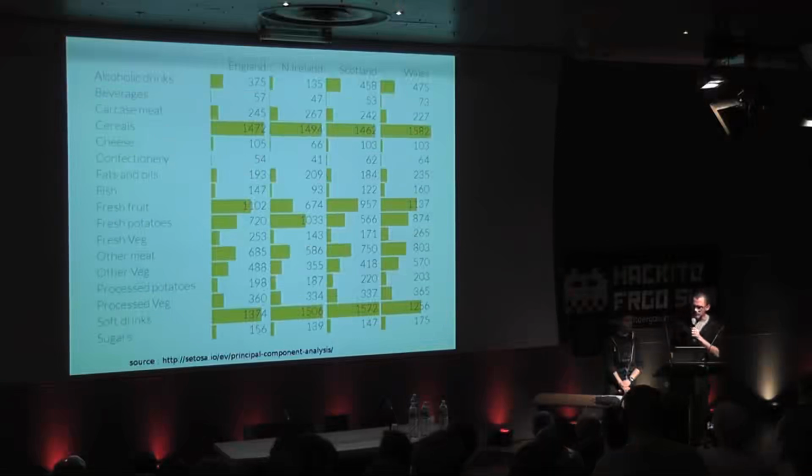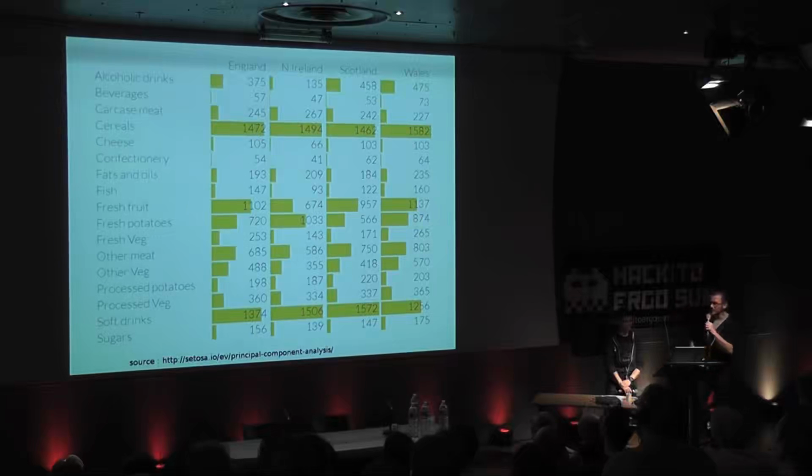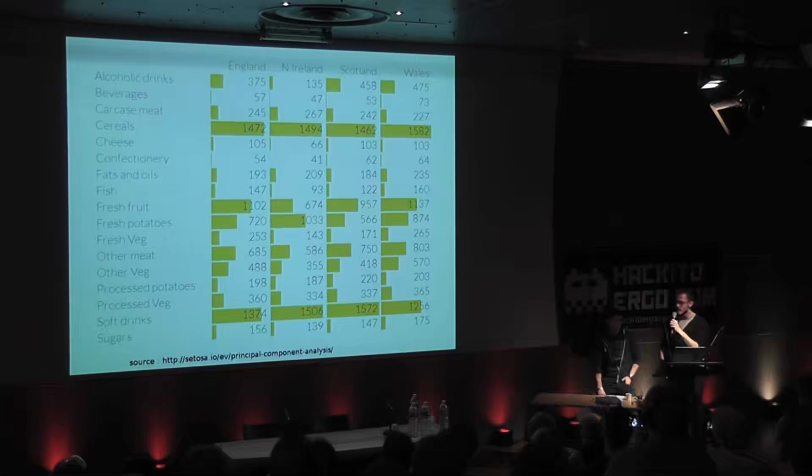So this can be used on a real-world example. This is a study about what the people in England, Northern Ireland, Scotland, and Wales will usually drink and eat.